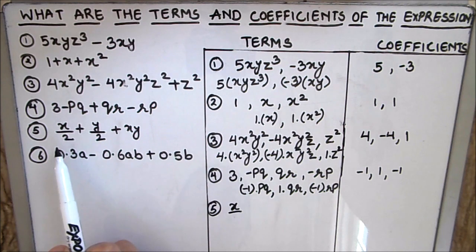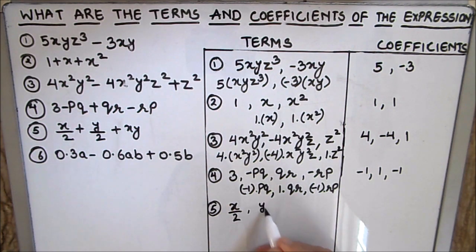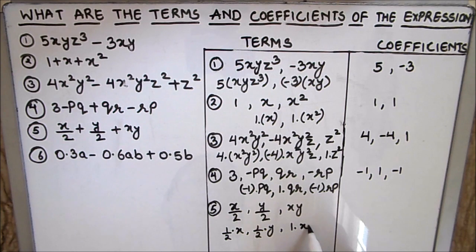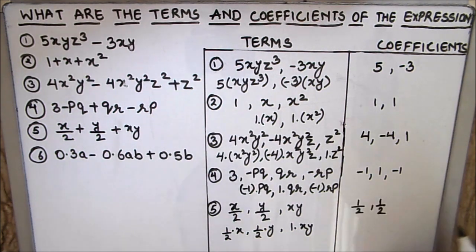In the next example, we have three terms: x over 2, y over 2 and xy. Now for the coefficients, the first term can be written as half times x, the second term can be written as half times y, and the third term can be seen as the product of 1 times xy. We have the coefficients as 1 by 2, 1 by 2 and 1.